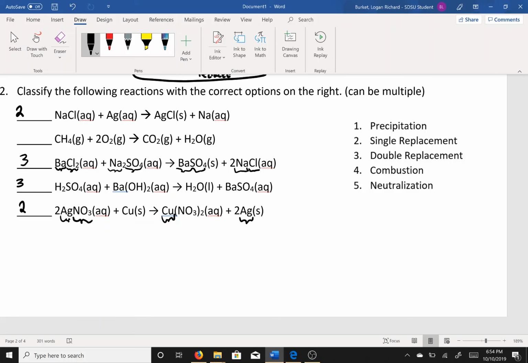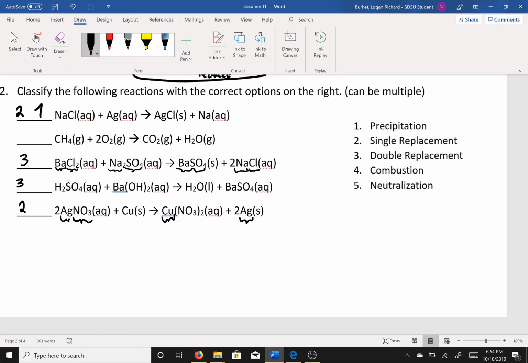Now the different options are precipitation, combustion, and neutralization. So precipitation is when a solid is formed. So anytime that there isn't a solid on the left side and there is a solid on the right side, then it's going to be precipitation. So in this first one, we have no solids on the left and we do have solids on the right, so that's a precipitation. The second one, they're all gases, so we don't have precipitate.